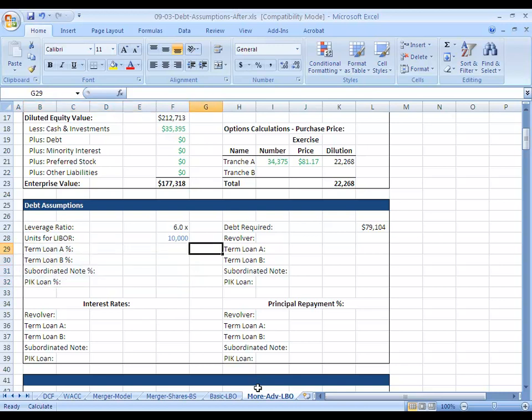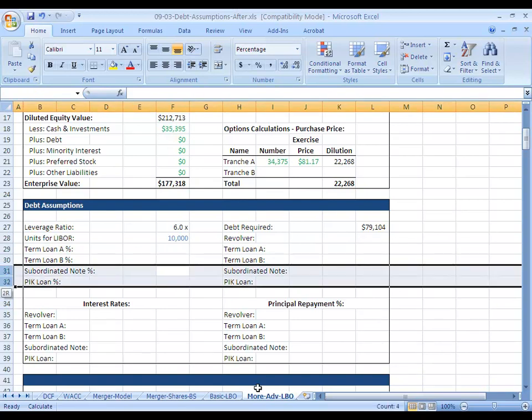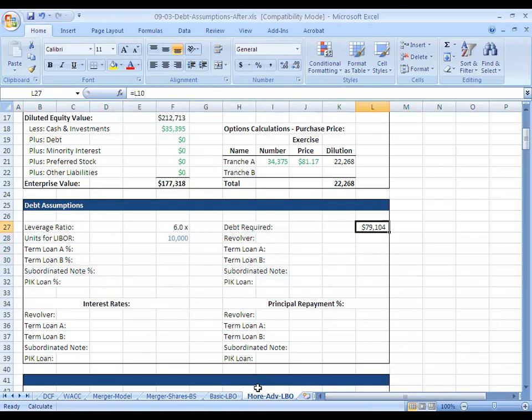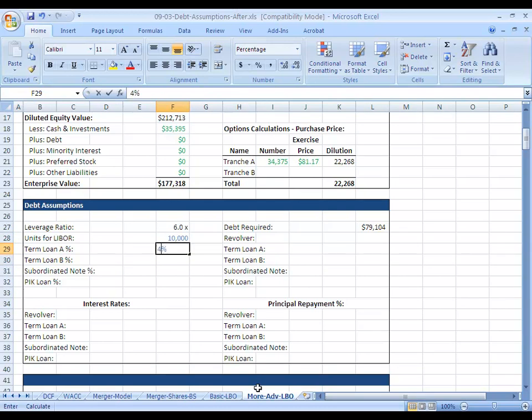So instead, we're going to allocate the majority of the debt to these two, term loan A and B, but then subordinated note and PIK loan will both have a smaller amount, but it has to be there because we're assuming that this entire 79 billion worth of debt cannot be financed solely with term loan A and term loan B. So for term loan A, I'm going to say 40%, term loan B, 30%, and then 20% for the subordinated note, and 10% for the PIK loan. Just to check our math, let me sum that up. And we see that it comes out to 100%.